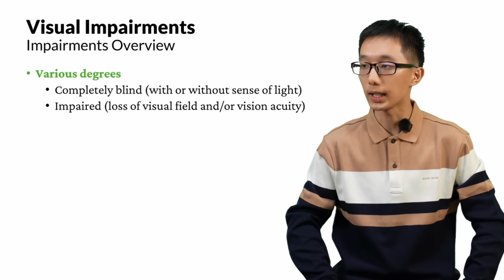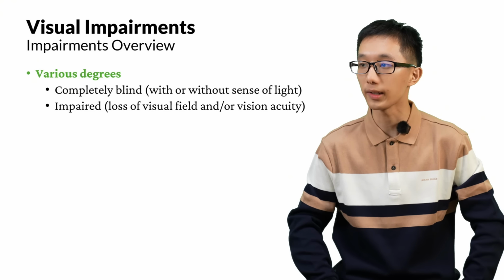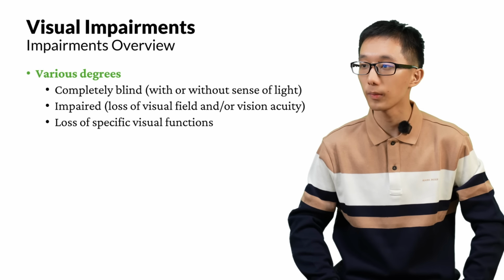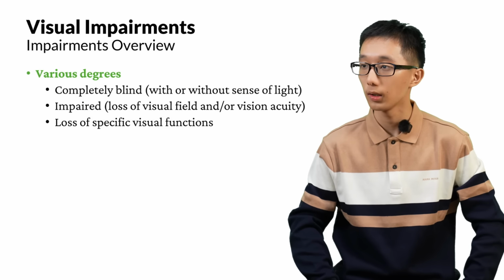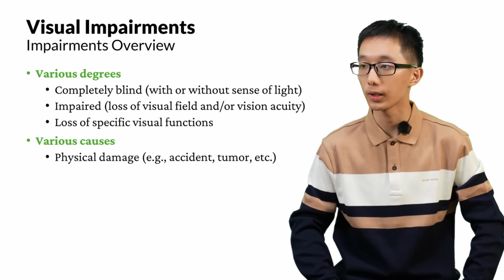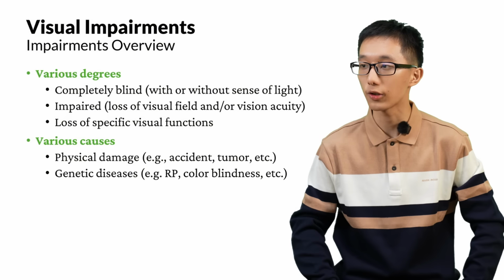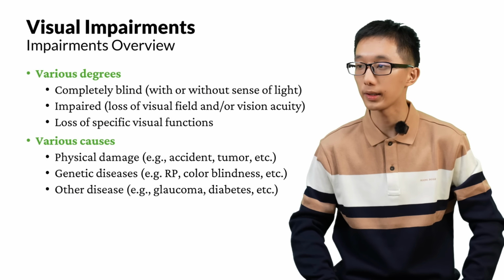Loss of visual acuity means that we can't see things very clearly. For example, very severe myopia is an instance of loss of visual acuity. There are some other cases where there is loss of specific visual functions, such as the perception of color. Visual impairments also come from various causes. For example, physical damage, as in accidents or tumors. Genetic diseases such as retinitis pigmentosa, color blindness, etc. Other diseases such as glaucoma or diabetes.